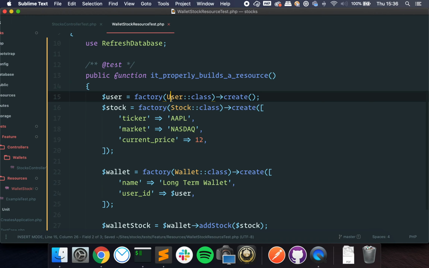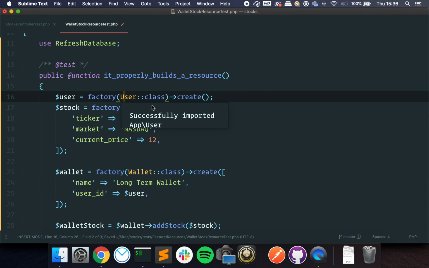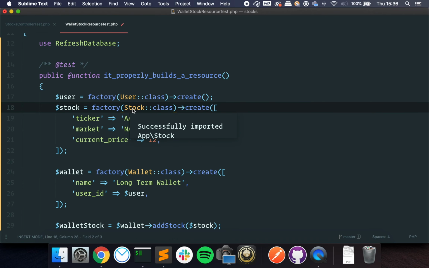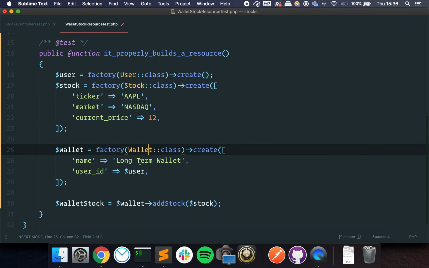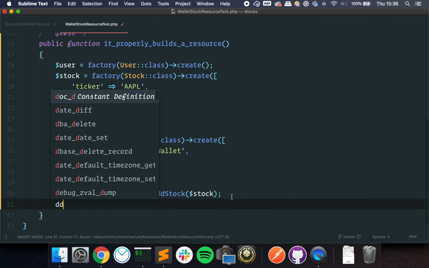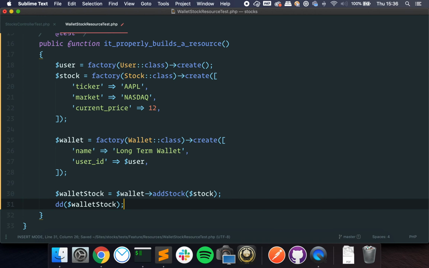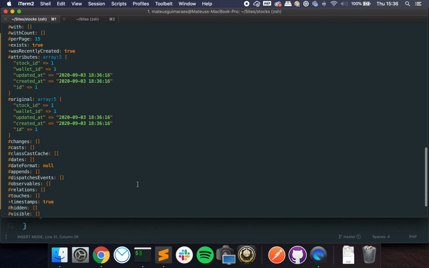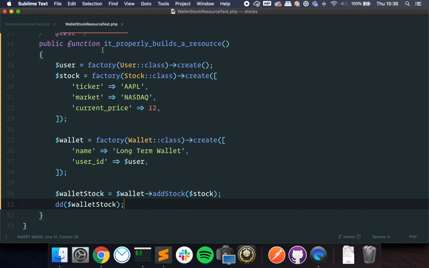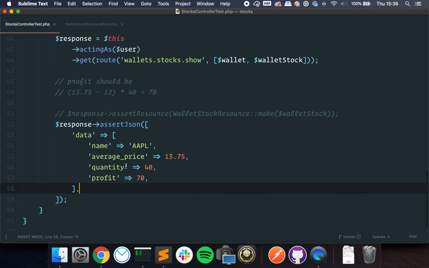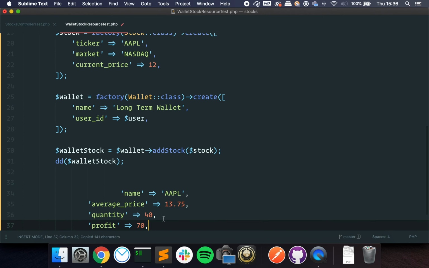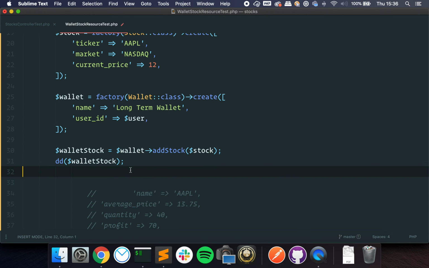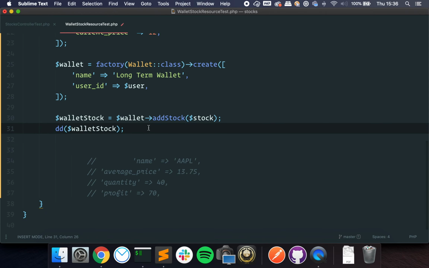Okay, perfect. Let's import those classes. Let me get rid of this sidebar. Import this one, import this one. Okay, so let's just dump this to check what it looks like. Let's run PHPUnit. Okay, we see the wallet stock. Oh, perfect. So we need the name of the stock, the average price, the quantity, and the profit. Let me copy this so we don't forget it. I'm going to comment this, just use it as a reference.